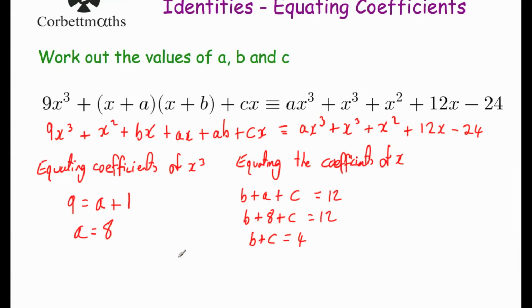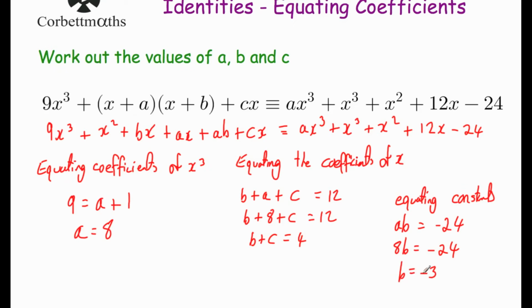Now we can't go any further with that, so now let's look at our constants. So let's equate our constants. On our left hand side we've got x cubed, we've got x squared, x, ab, that's a constant, and then cx. So our constant is ab on the left hand side, and on the right hand side our constant is minus 24. So ab equals minus 24. Now remember a is equal to 8, so that's going to be 8b is equal to minus 24. So if we divide both sides by 8, we're going to get b is equal to minus 3.